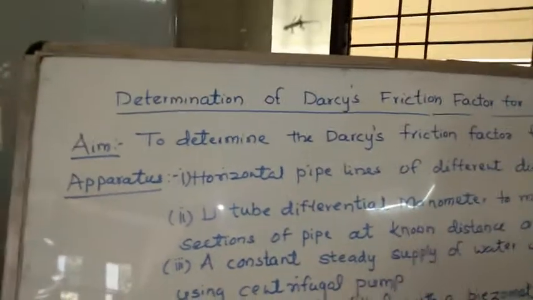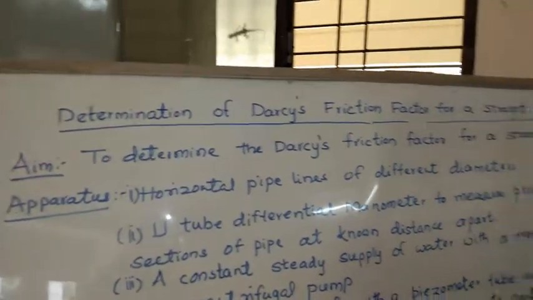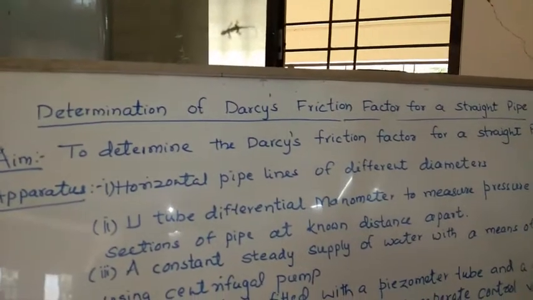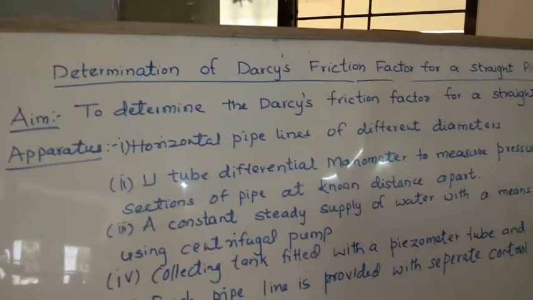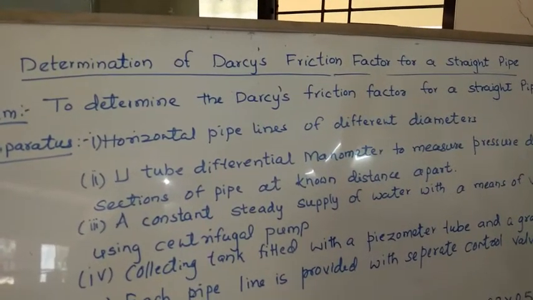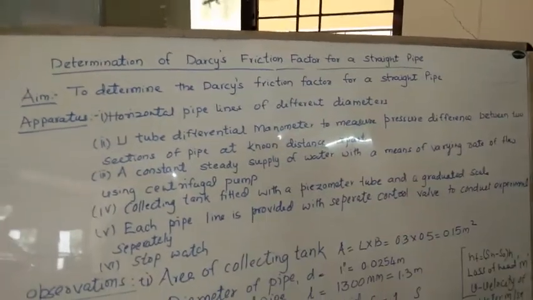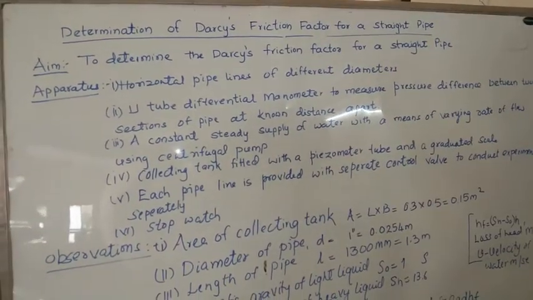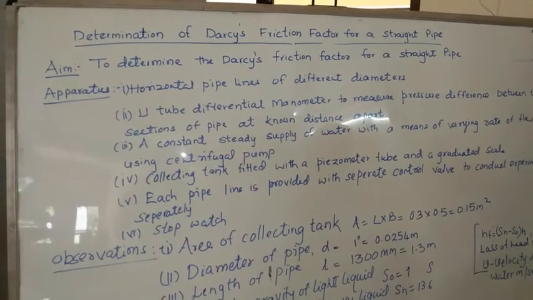Good afternoon to everybody. Yesterday we studied in the previous experiment how to find the coefficient of discharge through the different types of notches. We have already conducted the experiments. Today we will discuss the determination of the Darcy's friction factor for a straight pipe.